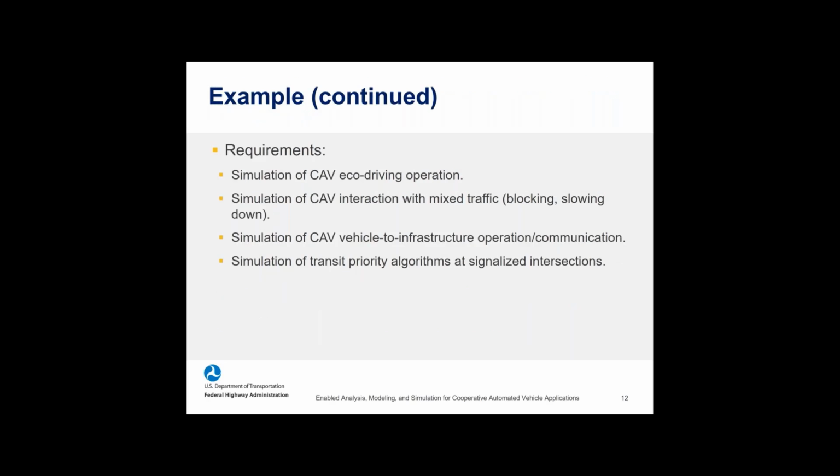Then, okay, you need to define your requirements. I need to be able to simulate CAV eco-driving operation. I need to be able to simulate CAV interaction with mixed traffic, because there is going to be some blocking and slowing down and lane changing in response to that CAV movement. I need to be able to simulate the CAV vehicle to infrastructure operation, because that CAV needs to know when the time is going to change to green.